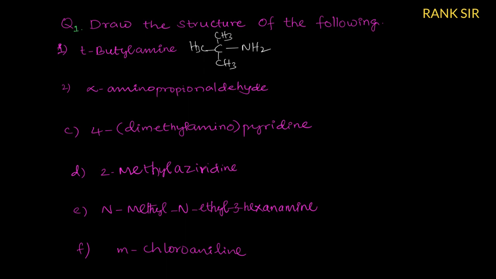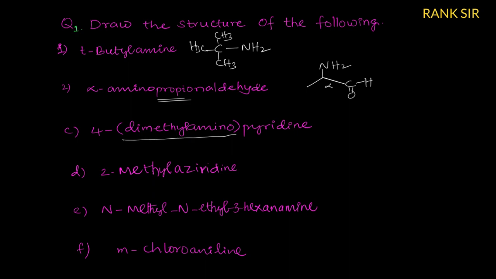The next one is alpha amino propionaldehyde. Prop means what? 3 carbons. Therefore, this is the aldehyde group. This is the functional group. The next carbon is alpha. Then alpha amino means this is the NH2 group. Alpha amino.